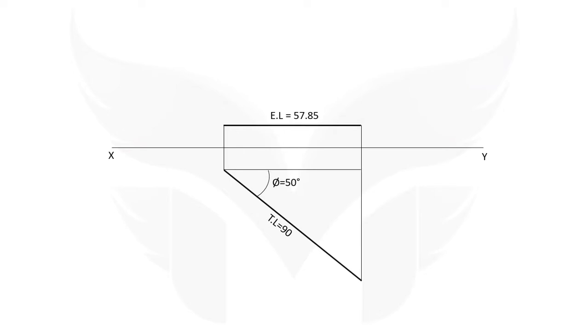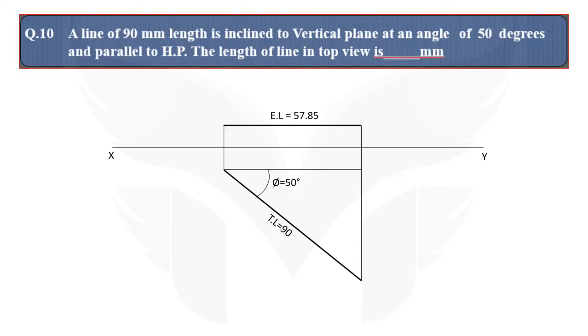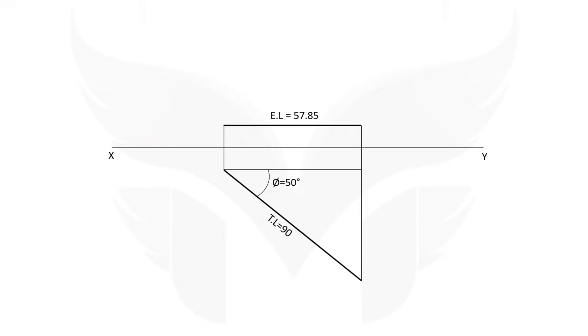But wait, do we really need to draw this front view? Once again, let's see what is asked in the question. And it is, how much is the length of the line in top view? And here we can see that the length of the line in top view is 90 mm. So why the hell have I drawn the front view? It wasn't needed at all. But what if in the question it is asked to calculate the length of the line in front view? Then you must do this and find out the length of the line in front view by using trigonometry.